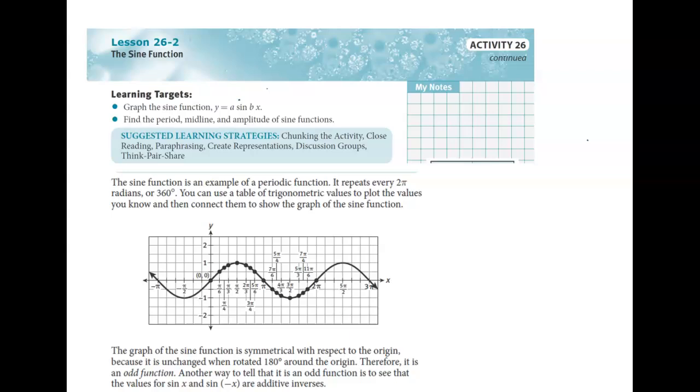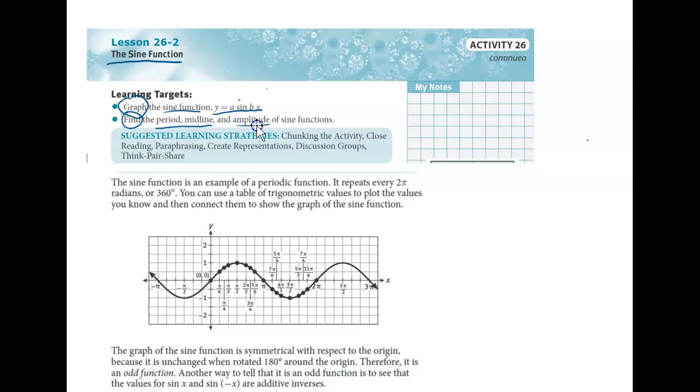Alright, hey guys. So today we are going to be going through lesson 26.2, which is graphing the sine function. So our targets today, we want to be able to graph the sine function in the form y equals a times sine of bx. And then we want to find the period, midline, and amplitude of our sine functions.